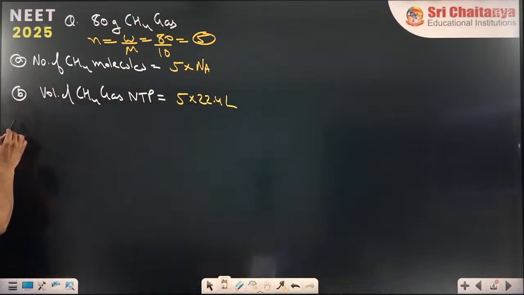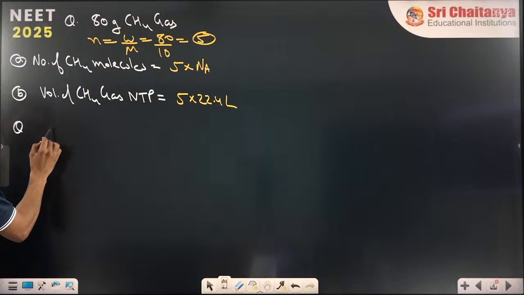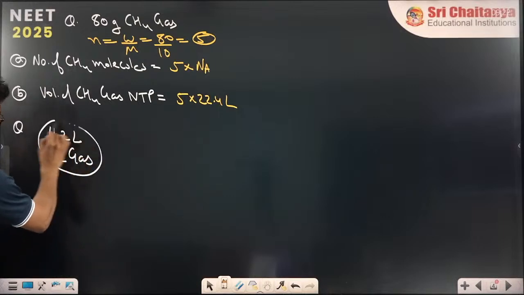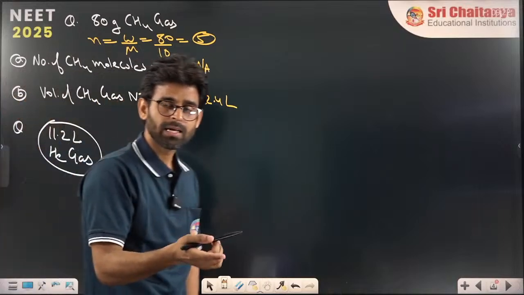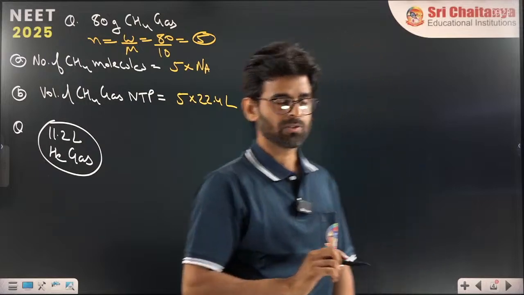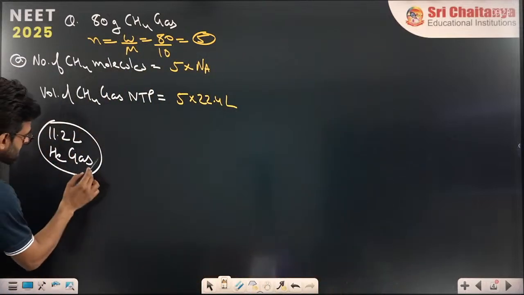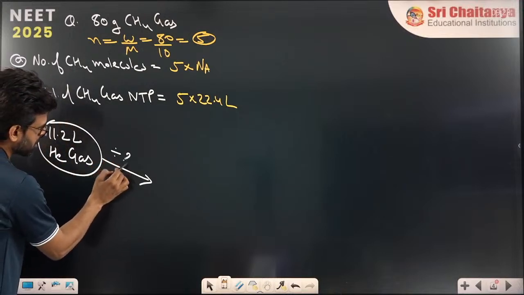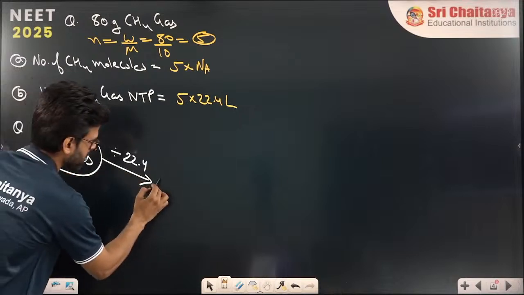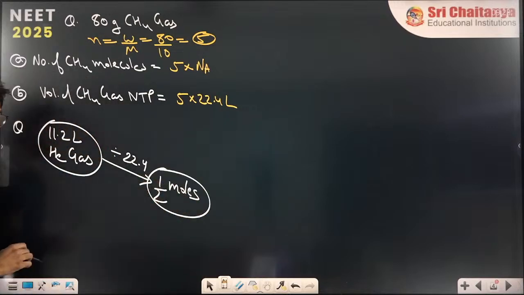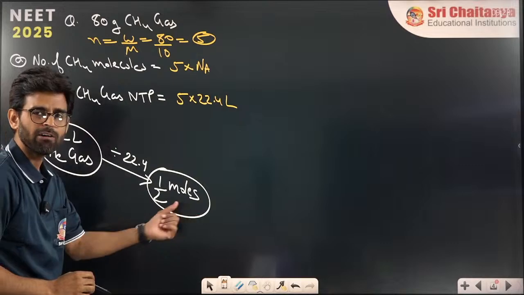Again I am giving one simple example. Say I am having 11.2 liter of helium gas. The question is to convert into mole, then into number of molecules, and then into weight. How can we convert volume into moles? Divide by 22.4, right? So how much is coming? Half moles. With 11.2 liter, we got half moles.